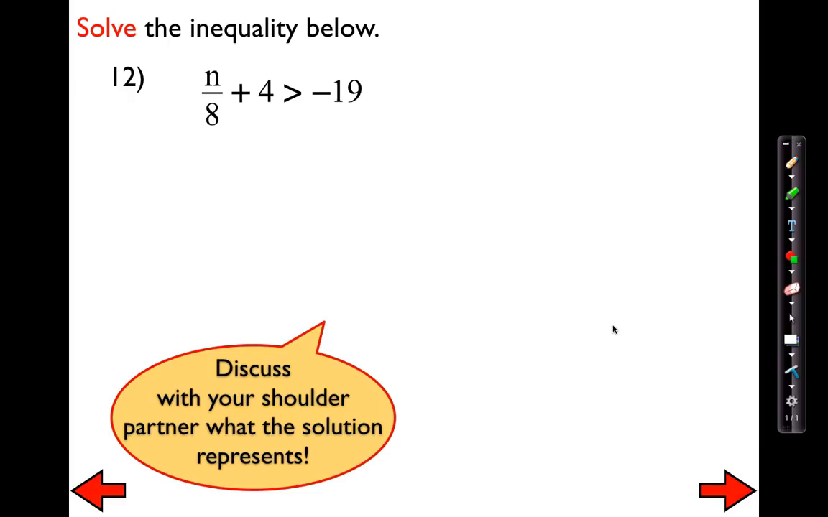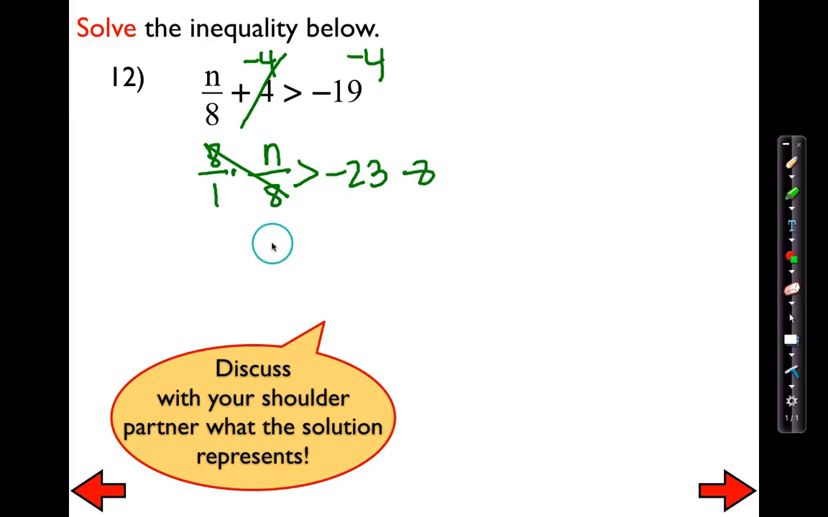Okay, so now let's try number 12 together. First, we're going to go ahead and undo addition or subtraction. So in this case, we're going to get rid of the constant of plus 4 by subtracting 4 from both sides, leaving me with n over 8 is greater than negative 23. Now to isolate the n, we need to get rid of this over 8, which means n divided by 8. The inverse of dividing by 8 is to multiply both sides by 8. So the 8s are going to cross cancel, leaving me with n.